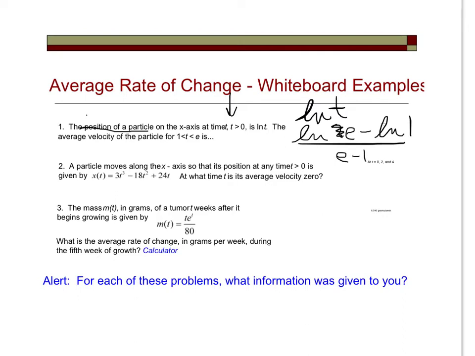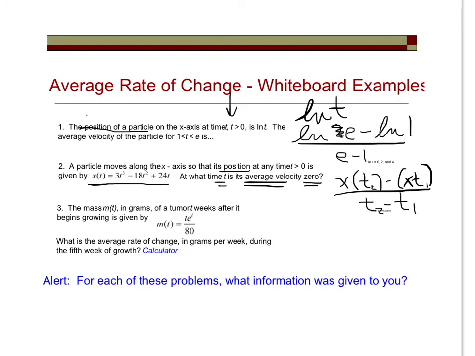Moving right along, we have another movement problem. We have a particle that's moving along the x-axis, so that its position is given by this function. At what time is the average velocity 0? So we want to find the time when average velocity is 0. Since it's average velocity, again, we're going to go x of t sub 2 minus x of t sub 1, all over t sub 2 minus t sub 1. Our ending position we don't know; that's the unknown. And we're going to begin when t is 0, and it's all over t minus 0.